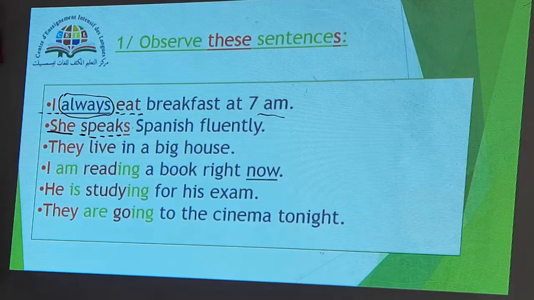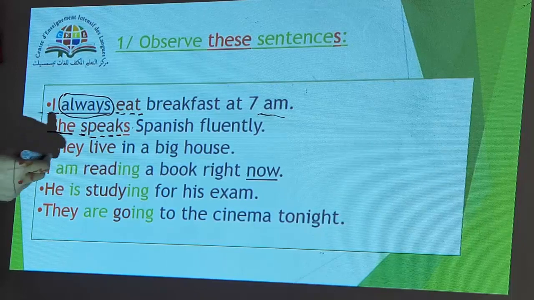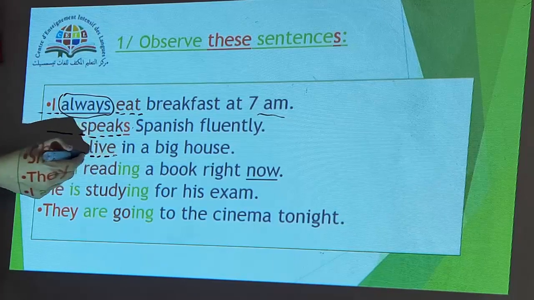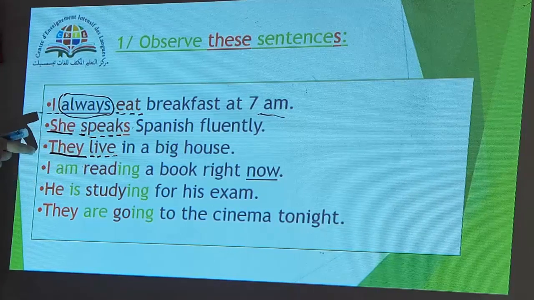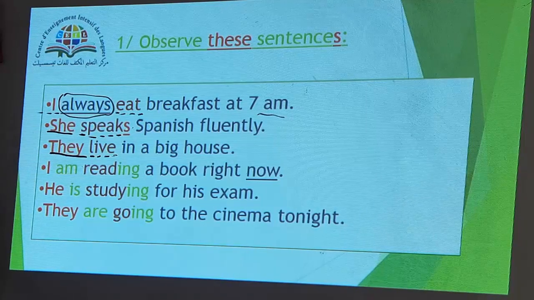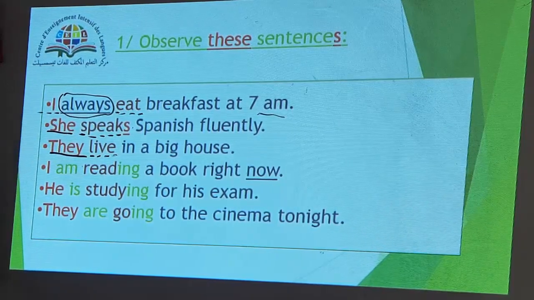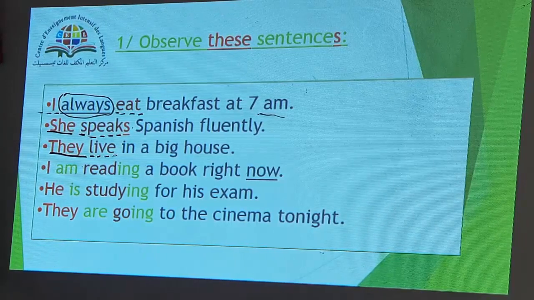They live in a big house. Okay? So the verb is the verb to live and the subject is they. This sentence can be considered as being a fact about them. And also, it can be a permanent situation. It means it is a stable situation.